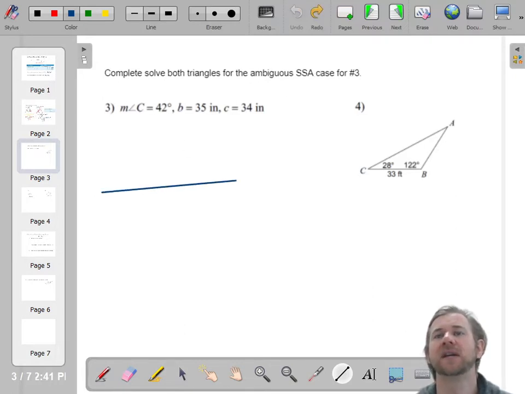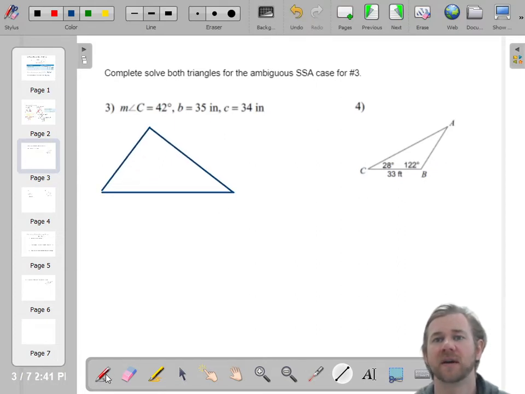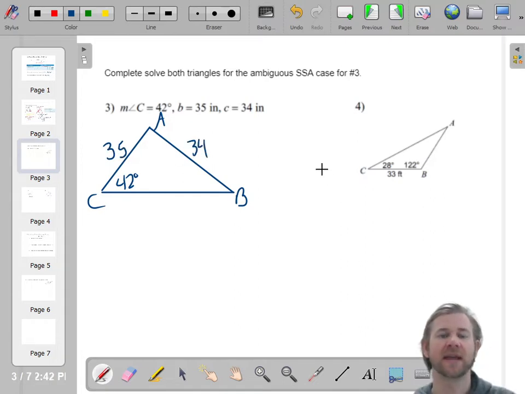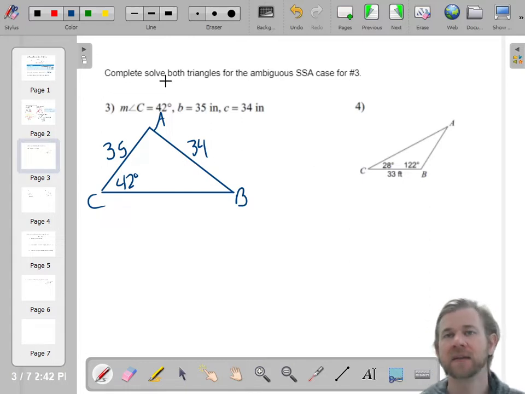Now, just because I want to always try and draw it the same way, I'm going to see if I can flip some stuff around here. I'm going to make this C and this B and this A: 42 degrees, 35, 34. Just because that's the way we've been orienting it to visualize it, I'm going to draw it that way.